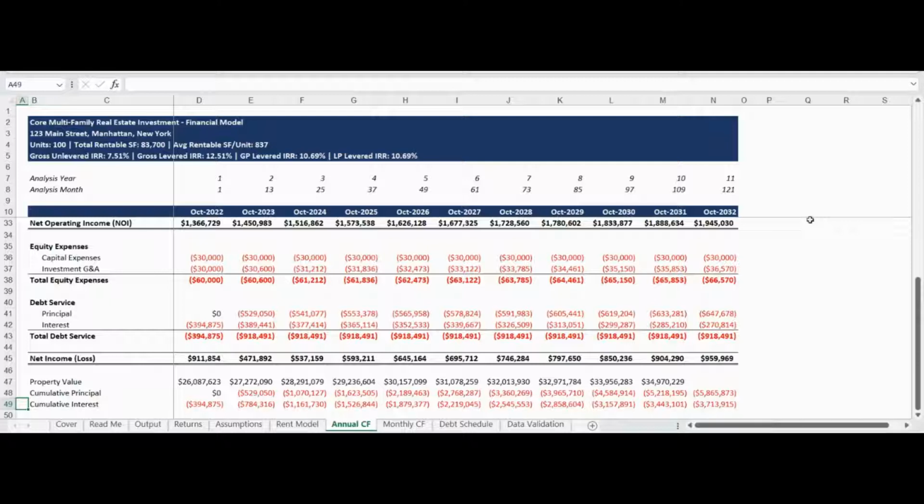The bottom of the Annual Cash Flow tab also includes an annual tracking of cumulative principal and interest paid, as well as a tracking of the pro forma property value. The pro forma property value is calculated by dividing the 1 year ahead net operating income by the exit cap rate assumption.